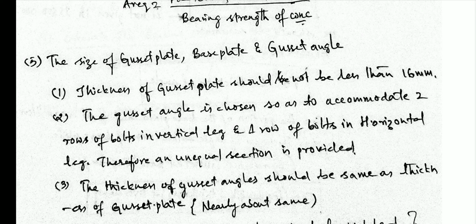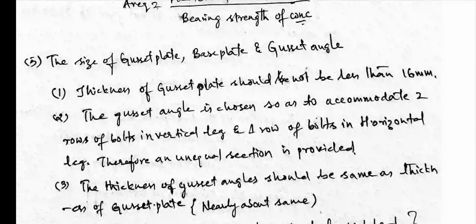You have to start the minimum thickness of the gusseted plate from 16 mm, not less than 16 mm. If you take less than 16 mm, it means your design may be wrong. So you start with the minimum value of the gusseted plate as 16 mm. You can take more than 16 mm but not less than 16 mm.